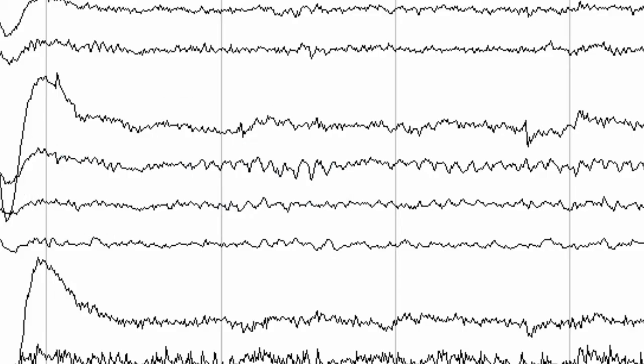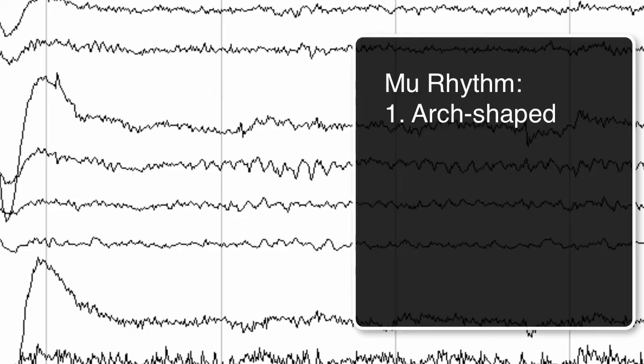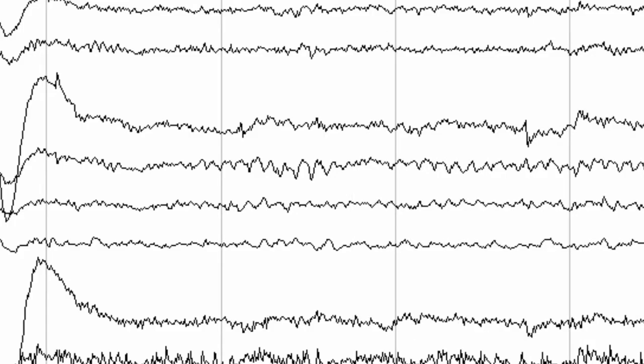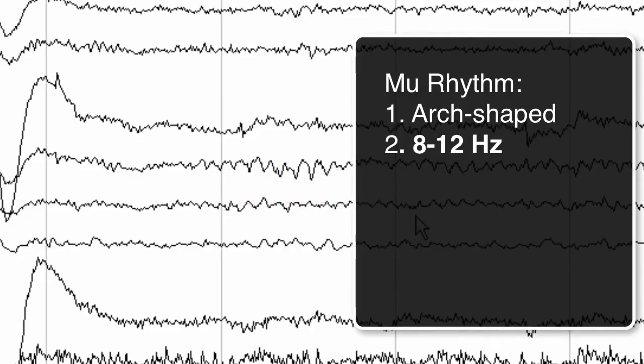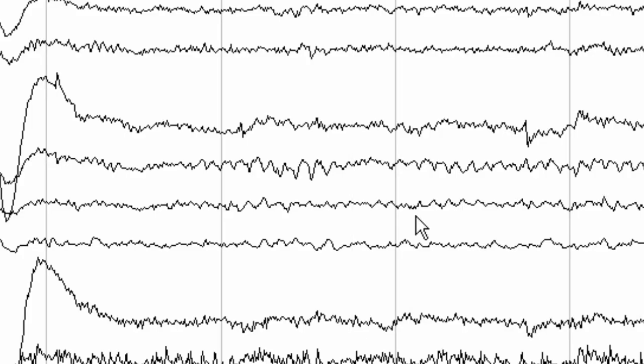This is the mu rhythm. We can see several characteristics of this rhythm. First, it has a very prominent arch shape. This superficially resembles the Greek letter mu, and this is how it gets its name. Next, we can look at the frequency. In this case, the frequency is approximately 10 or 11 Hertz, or very close to the alpha frequency. In general, the frequency of the mu rhythm is very similar to the alpha frequency. The mu rhythm is thought to be generated by the sensory motor cortex at rest.